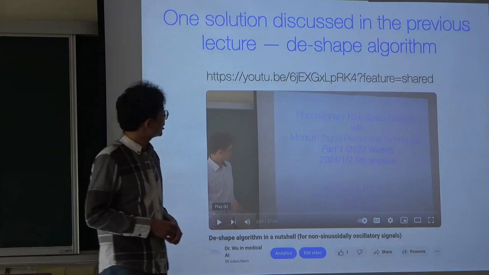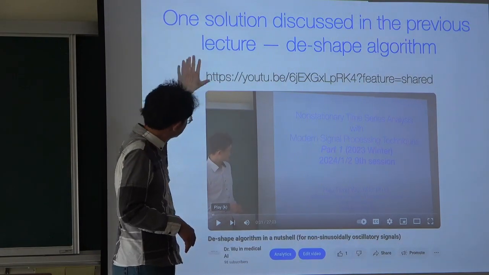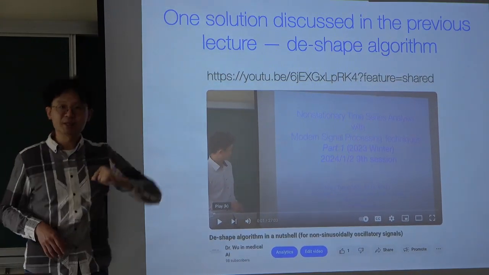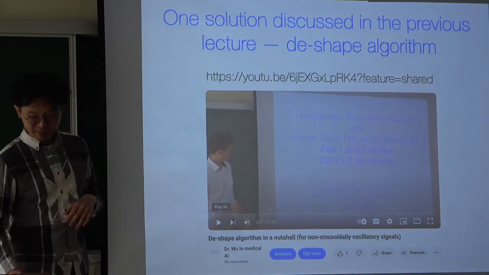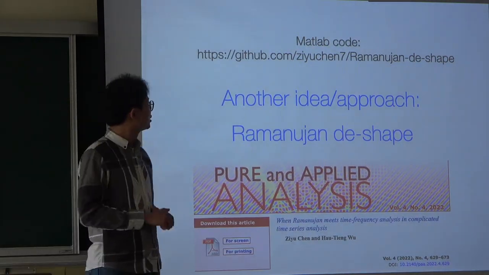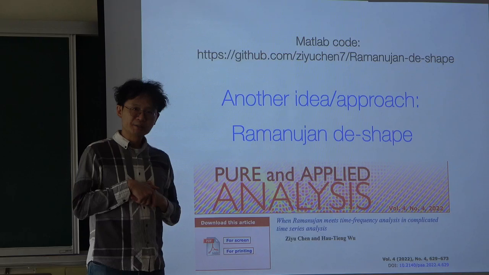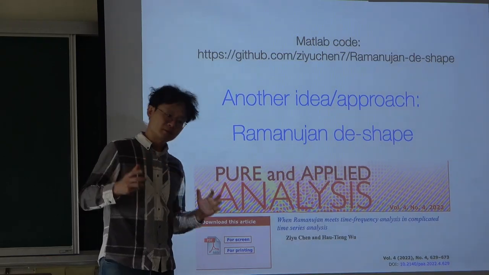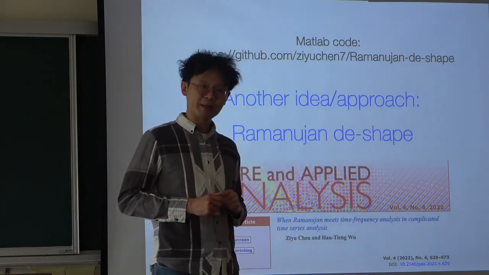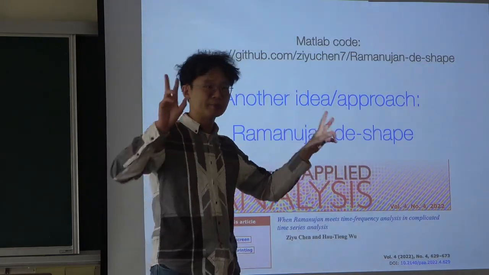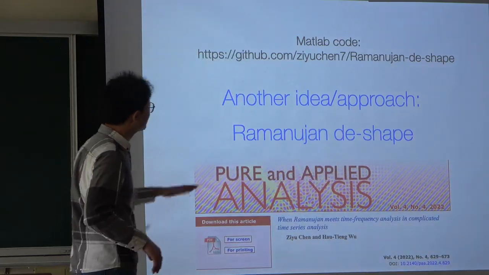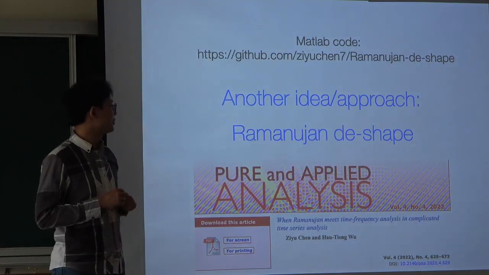This D-shape algorithm, you can review it and find it online, and we will not go through it again. Instead, I will tell you another approach that depends on number theory. The analysis is directly on the time domain. Well, actually, technically not time domain; it combines frequency domain and time domain techniques, and it is called Ramanujan D-shape.